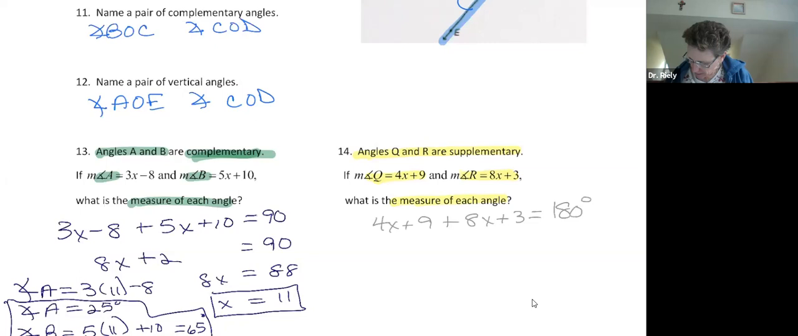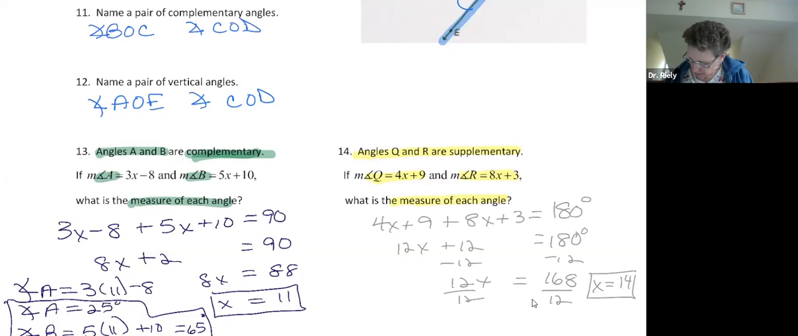So that's my roadmap. Okay, 4x plus 8x gives me 12x, and 9 plus 3 also gives me 12 with no x. Okay, so I'm going to subtract away 12 from both sides. When I do that, I get 168 over here, and I get 12x. Divide by 12, divide by 12, and I'm getting x equals what, 14. Okay, again, good to know, but I'm not done.